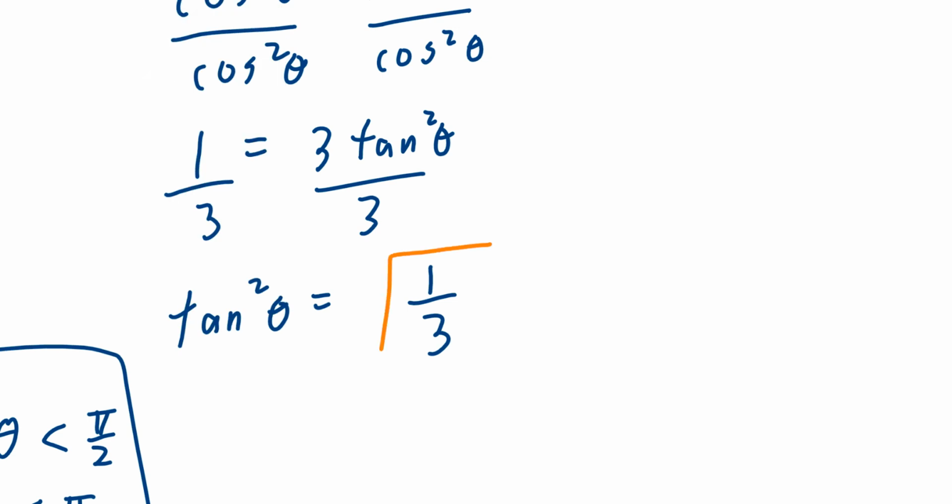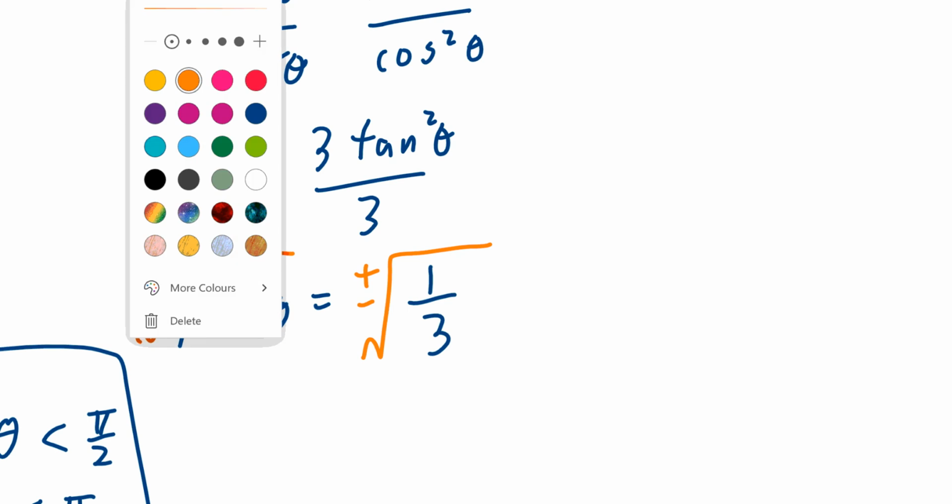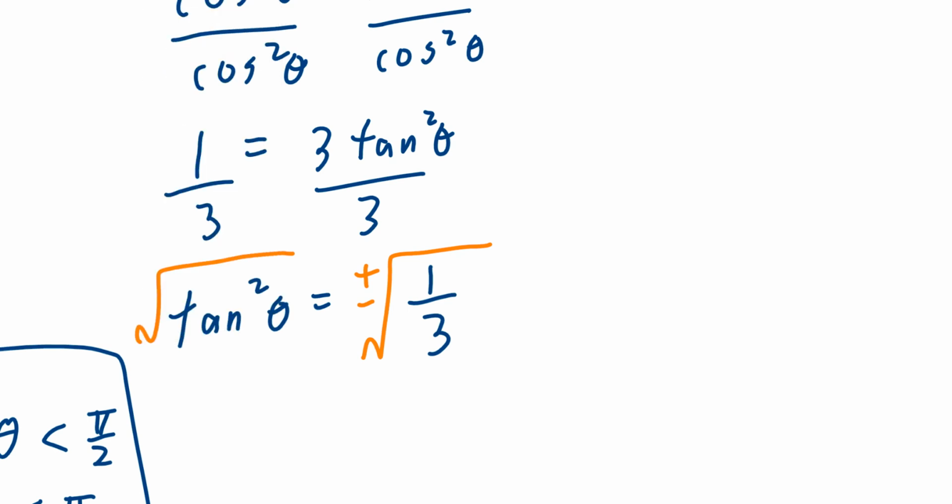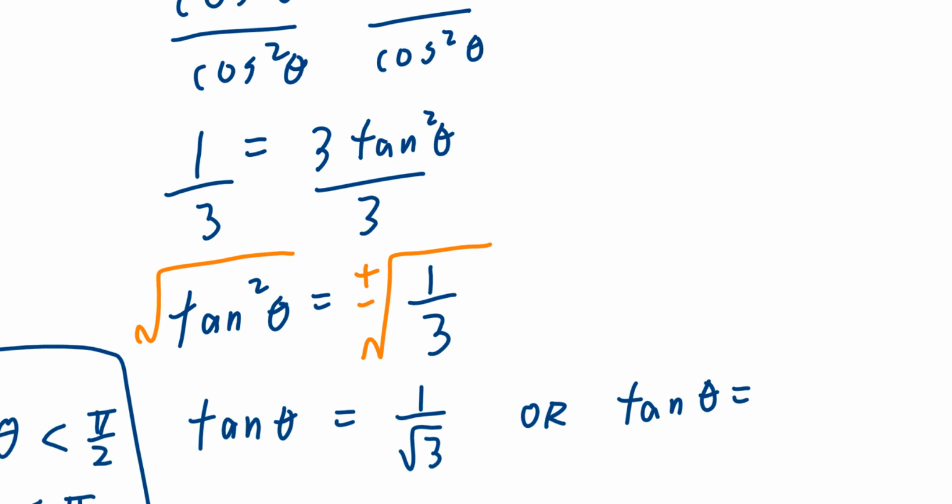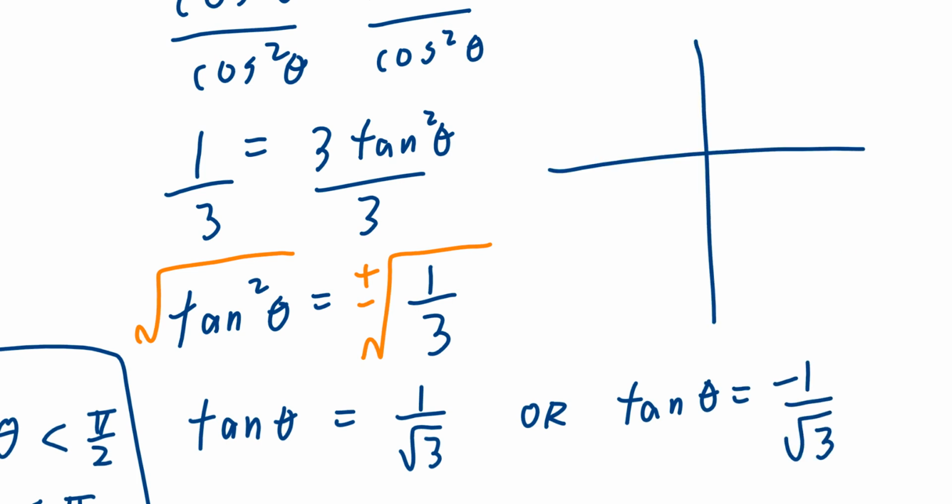Again, when you think about the opposite of squaring something, you take the square root. There are 2 cases. However, when you think about tan theta, which equals positive 1 divided by root 3, or when you think about the second case, tan theta, which equals negative 1 divided by root 3, you may be thinking about the following.